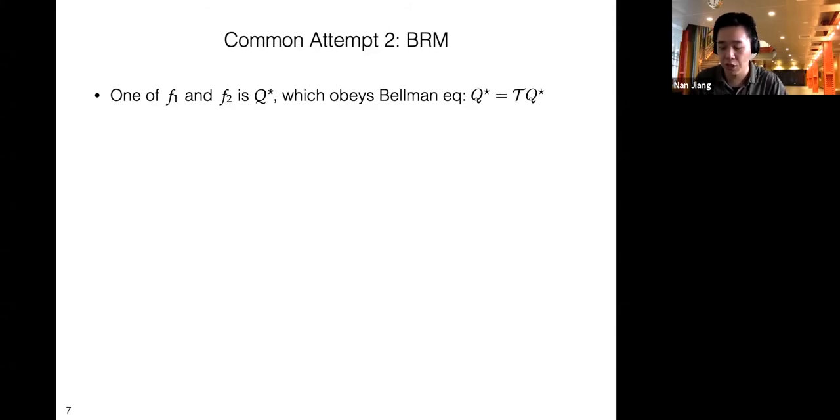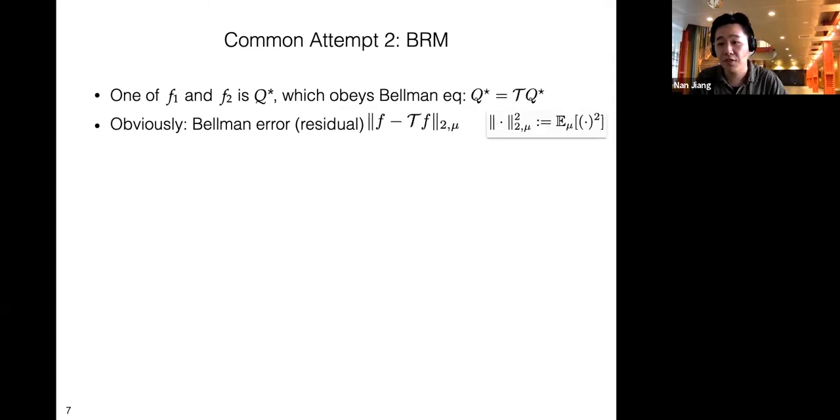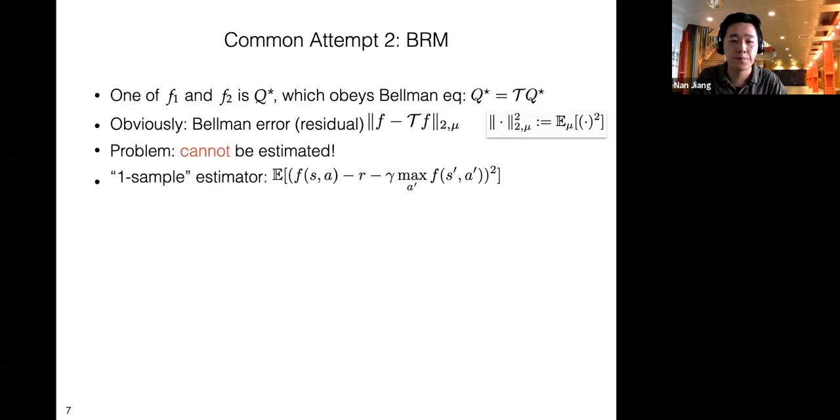Q star is equal to TQ star. So a very natural idea is called Bellman residual minimization, which is to say, let's see how much each candidate function violates the Bellman equation. We just take the difference between the left-hand side of the equation and the right-hand side, and use some norm that is friendly to data estimation. Here I'm using the data weighted two-norm, but you can also think of other norms.